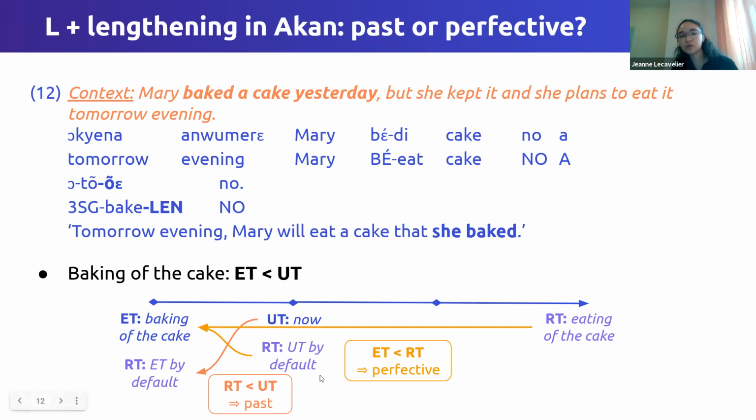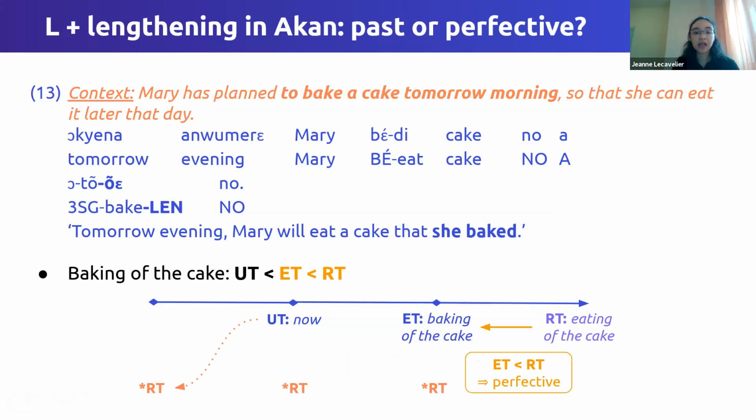But it could also be that the reference time is the same as the return time, so defined by the main clause, or that it could also be that the reference time is the same as the time of the cake eating, which is defined by the matrix clause. And in both cases, what is coded is that the event time is before the reference time here, and then that would be a perfective. So in that context, we cannot know much about what is coded by the low tone unlengthening.